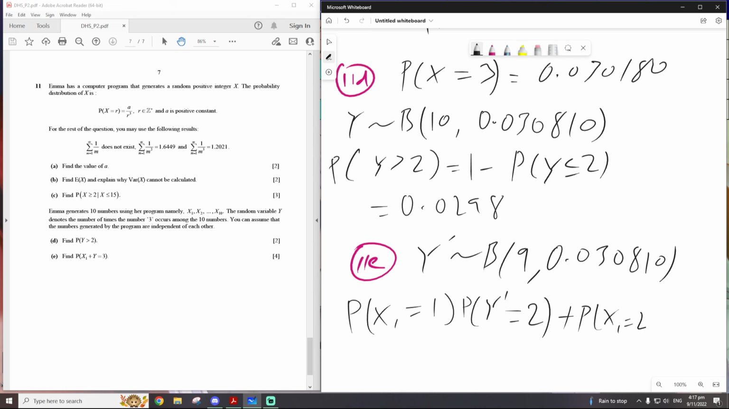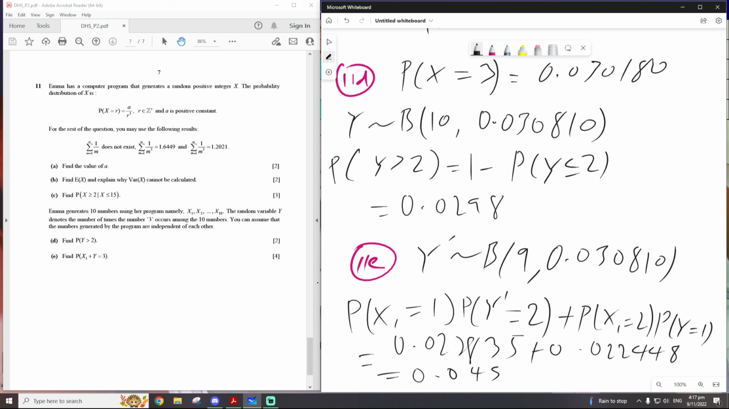times, once again, the 9 numbers after the first one are all independent of the first number, so you can do y prime equals to 1 here. Okay, and you can calculate this. You will get 0.022835 plus 0.022448, which is 0.0453 to 3 significant figures.